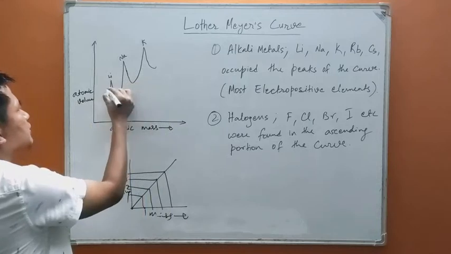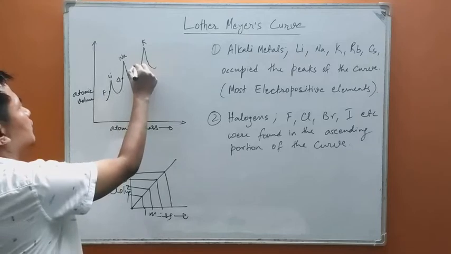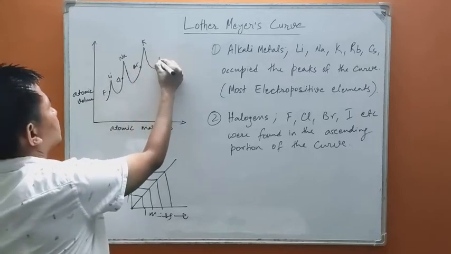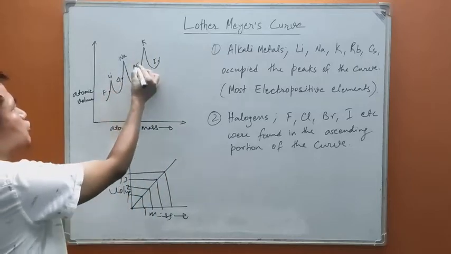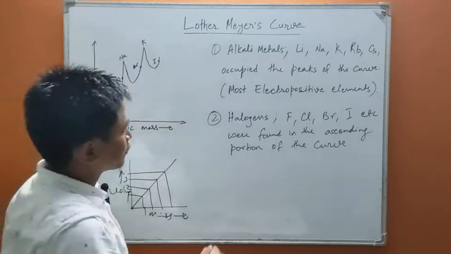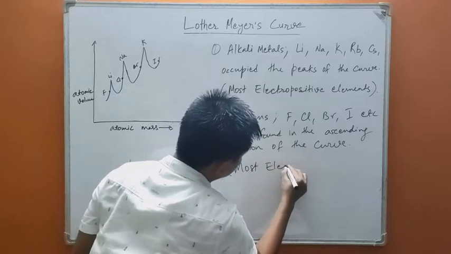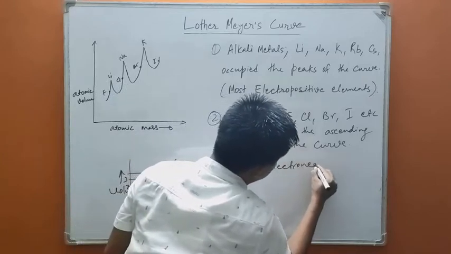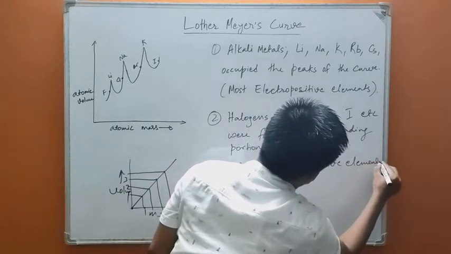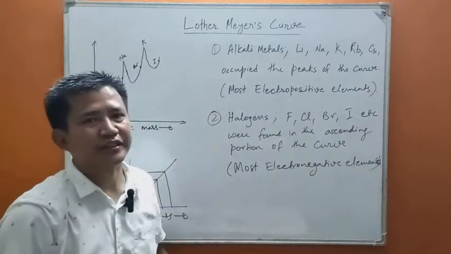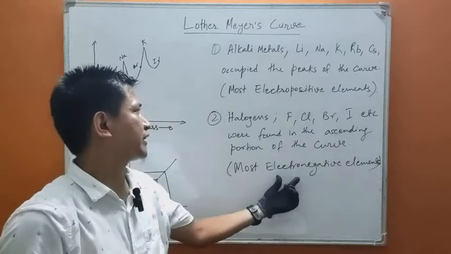Ascending portion means this, isn't it? Fluorine, chlorine, bromine, and if this was a curve, then this is iodine. In every ascending portion of the curve, the halogens were found. Halogens are the most electronegative elements. Why are they called the most electronegative elements? Because they have the greatest tendency to gain electrons. So they are called the most electronegative elements.